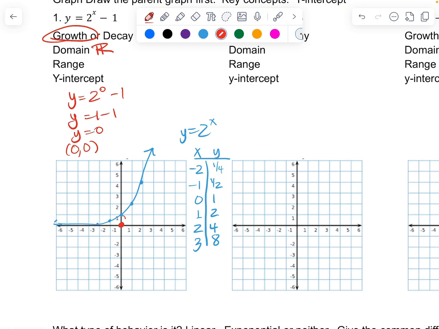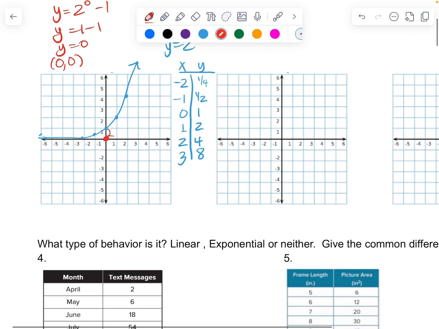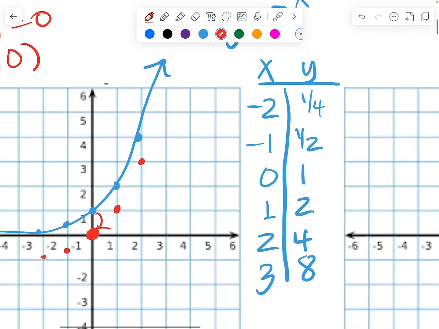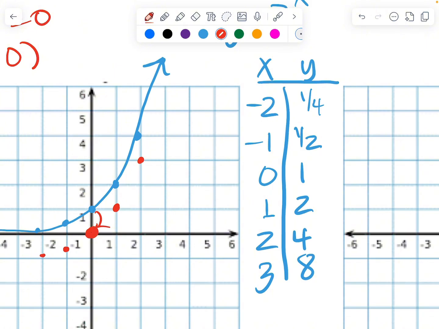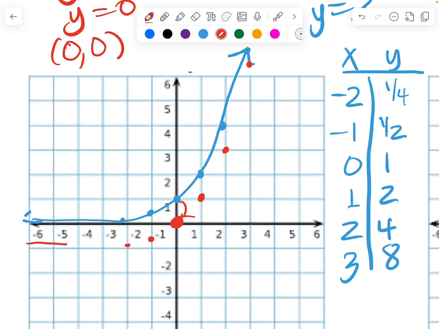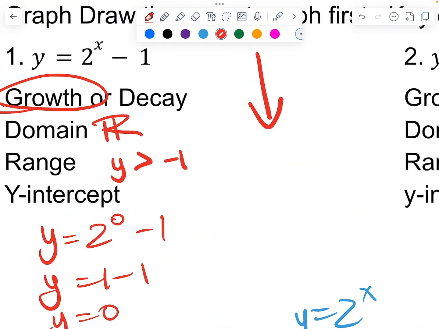So when I look at this, we went down 1. Well, isn't that what that says right there, that it's going to go down 1? So all of these points are going down 1. So I'm going to come down here, go down 1, go down 1, and up here, go down 1. Okay? So now this is getting close. Oh, I should go this way. It's getting closer and closer to that -1. So y is going to be greater than -1.